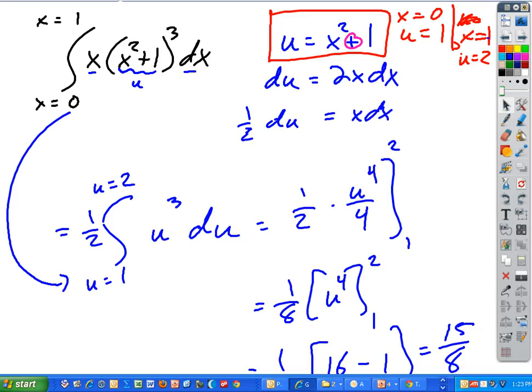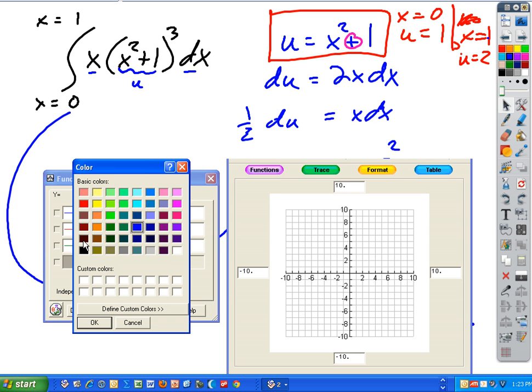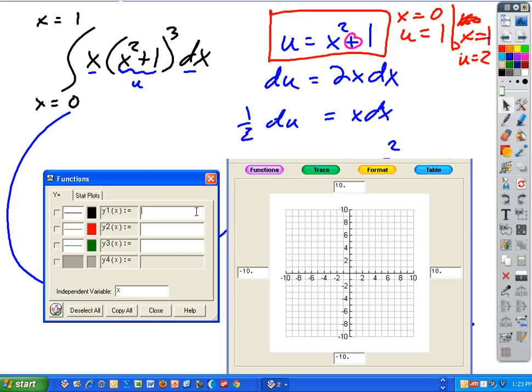So, where'd that go? Darn it. Right there. Okay, so the first one, let's make it black. For the black curve, we had the function x times the quantity x squared plus 1 to the third. Okay, so let's graph this. If I hit enter, there it is.